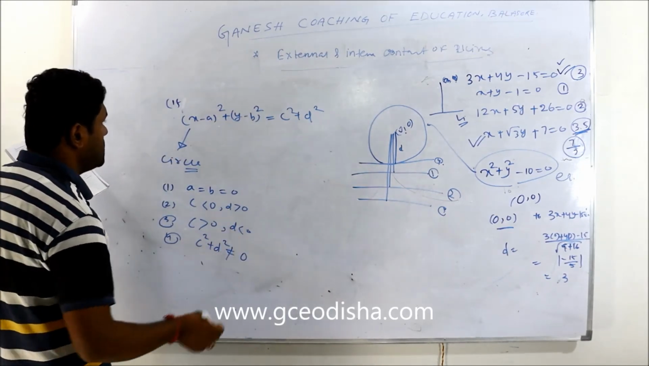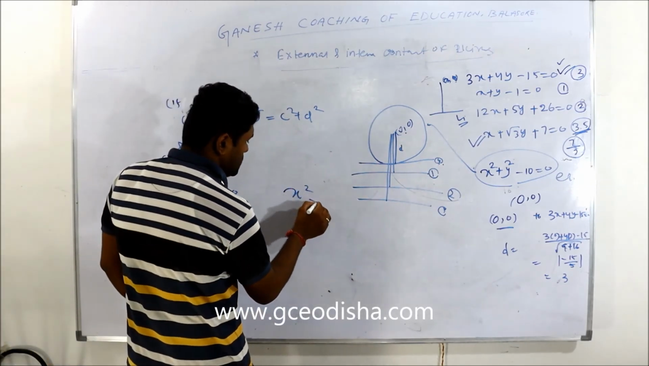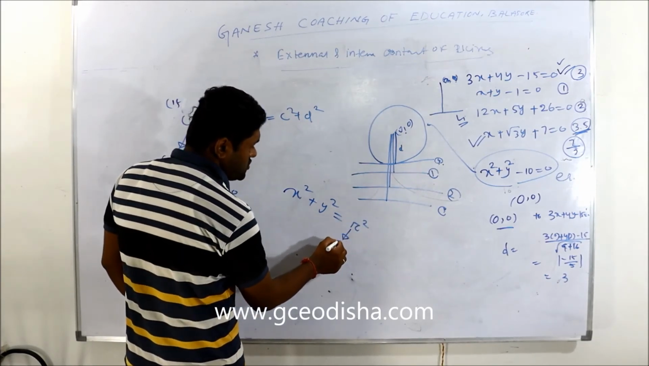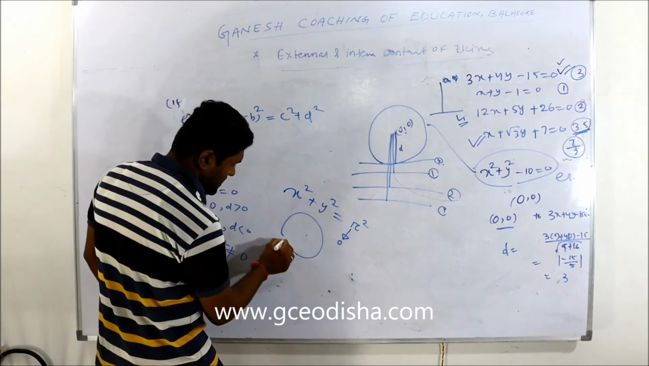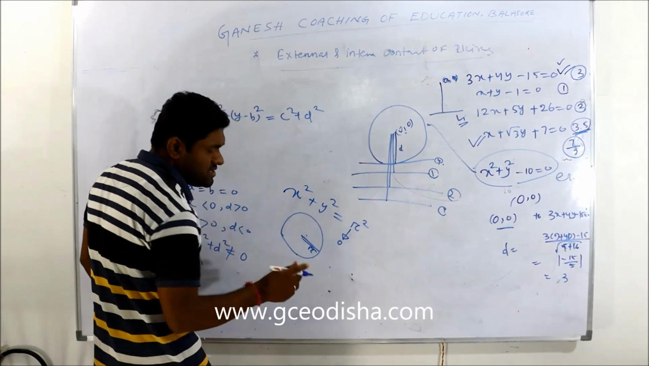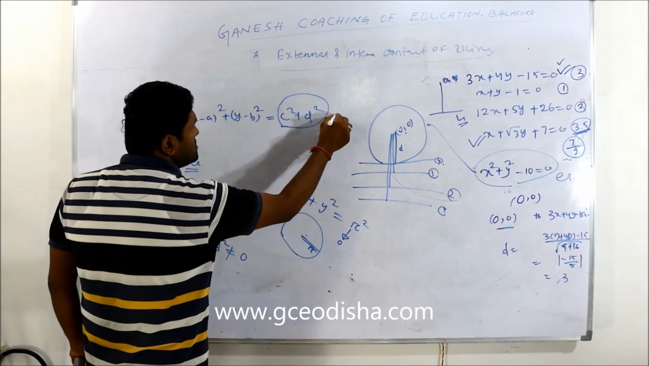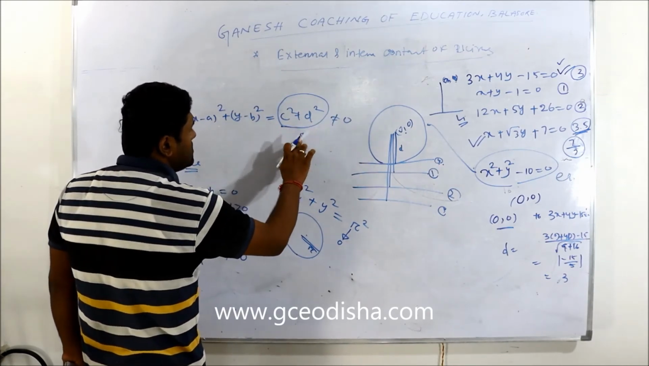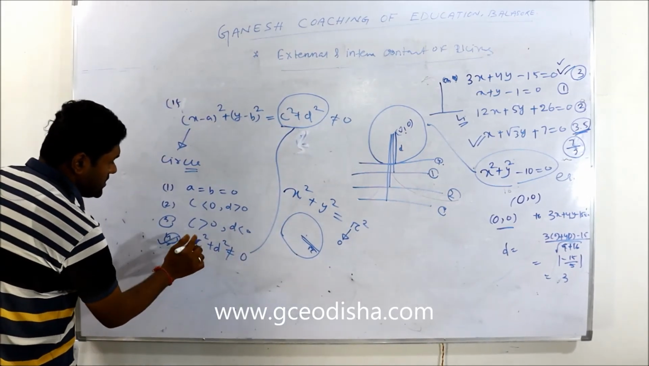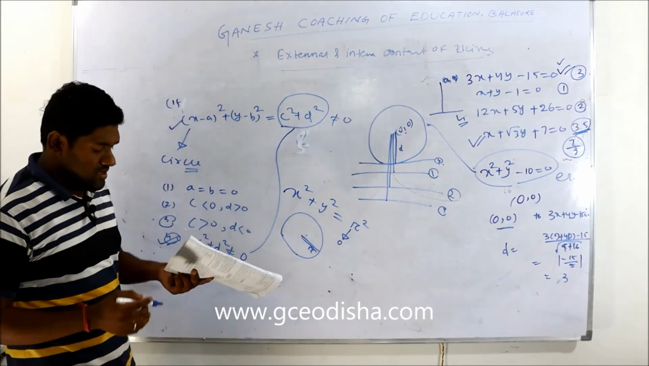How can you solve that? As you know, for a circle, x square plus y square is equal to some value r square. If r square comes to 0, then it is a point. When this radius comes to 0, the circle is represented as a point. If this term is not equal to 0, any value like 5 or 6, then this will represent a circle. Then the answer will be the fourth one. When c square plus d square is not equal to 0, then this equation will represent a circle.